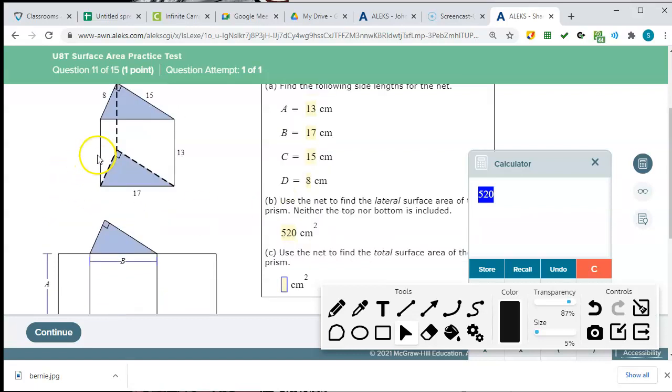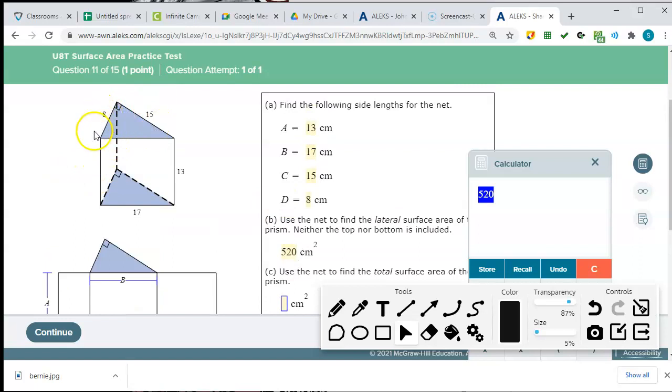Now we need to add the top and the bottom. So the top is 60 because that's 8 times 15 divided by 2. So we're going to have to add 60 for the top and 60 for the bottom. So that is 640. All right, go ahead and ask your question again.